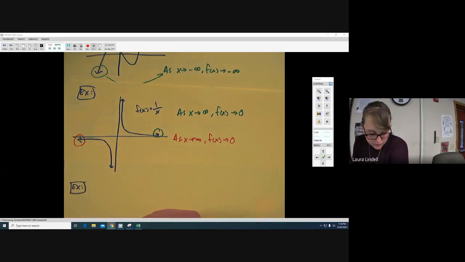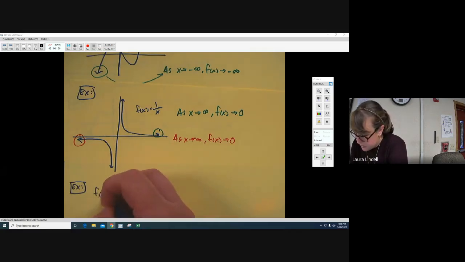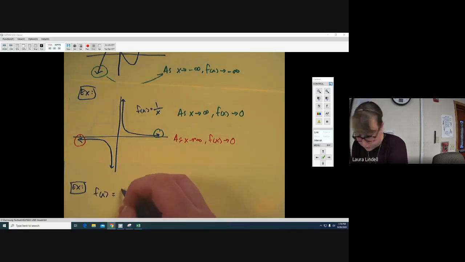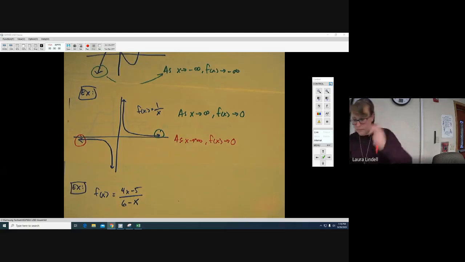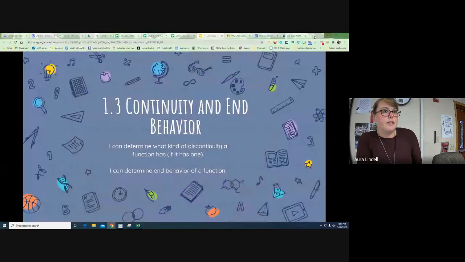This time we'll do, I'm going to give us the function f of x equals 4x minus 5 over 6 minus x. Okay. So for this one, for our end behavior here, it's going to look a little bit different just because the graph is shifted around a little bit. So it's a lot like this, but it's moved around. So let's go look at what that looks like on Desmos.